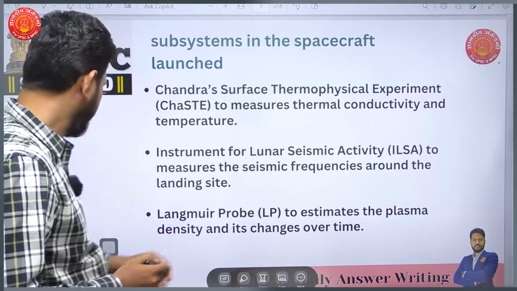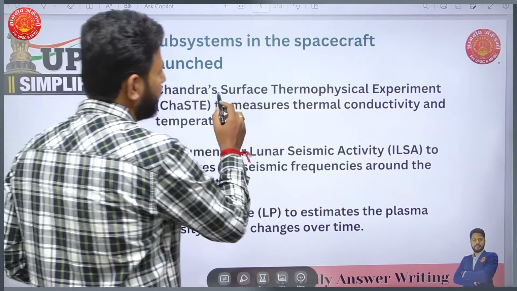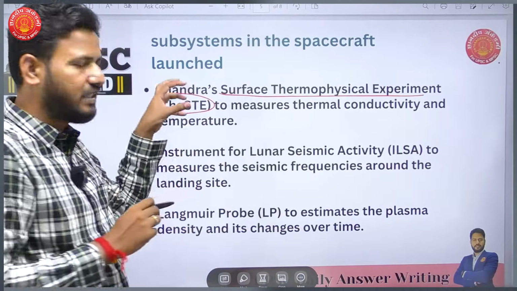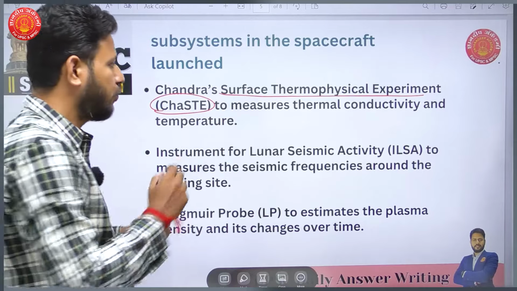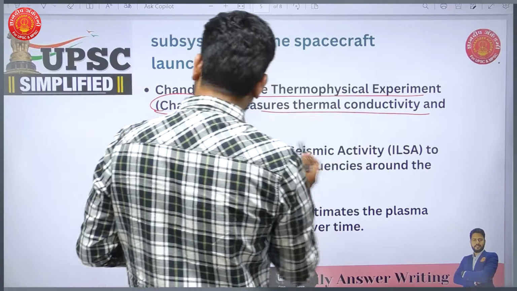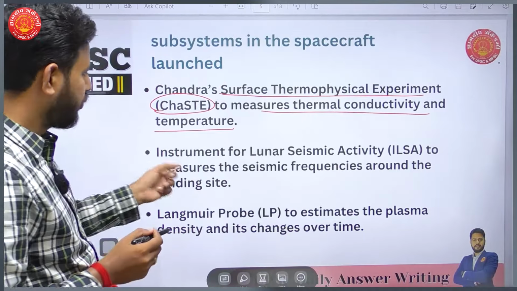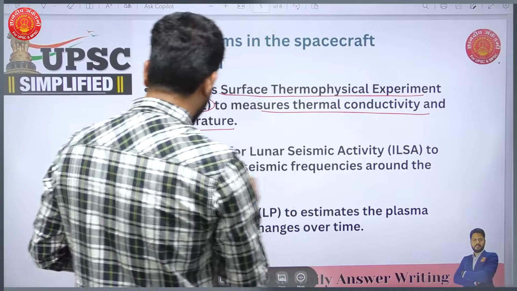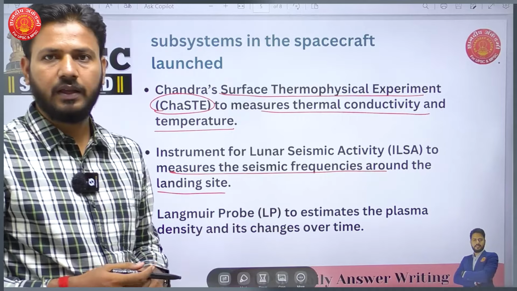For example, the first payload that we see is Chandra's Surface Thermophysical Experiment, that is CHASTE. Even if you write CHASTE, it is okay. You'll also have to write the function of this payload: to measure thermal conductivity and temperature. Similarly, Instrument for Lunar Seismic Activity, ILSA, for what? To measure the seismic frequencies around the landing site.